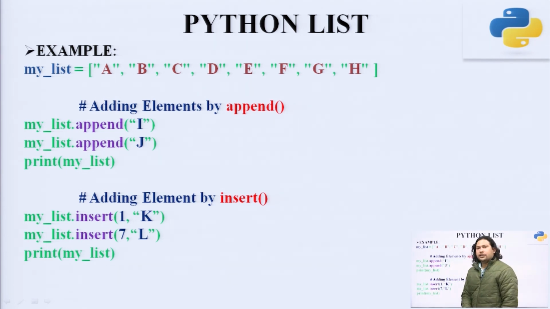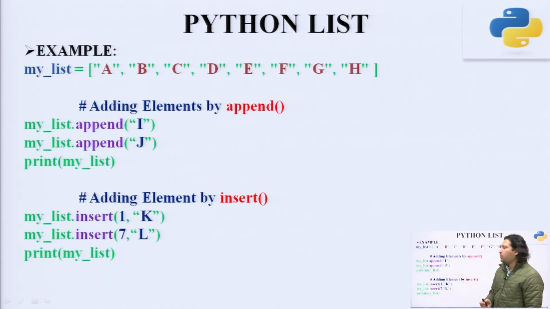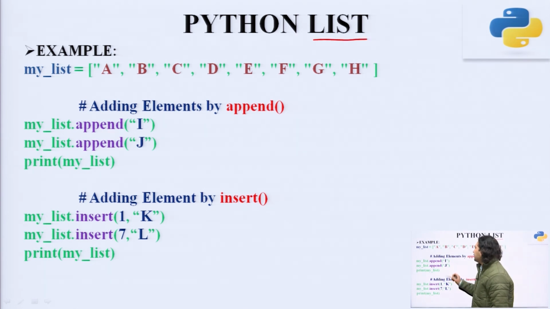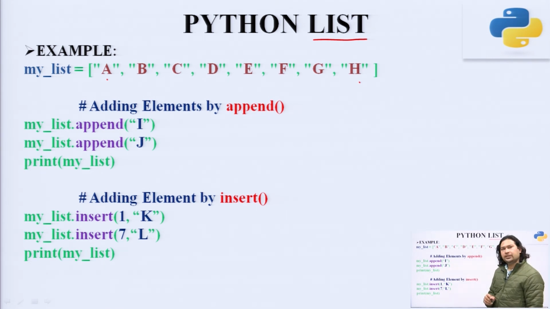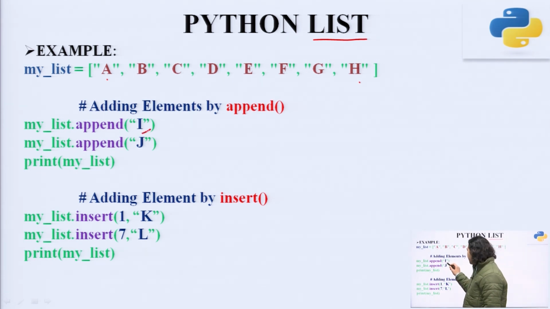The next is methods. Now we are going for some methods. A method means a specially designed function for a specific data type. These methods are only applicable to the list data type. This is our list A, B, C, D up to H, and we are trying to add some values inside the given list. Changing the size of the list is also considered mutable. So, here we are trying to add I and j with the help of a method. The method name is append.